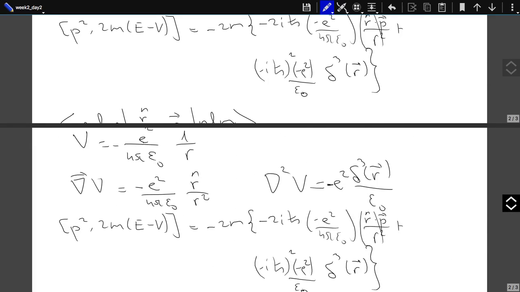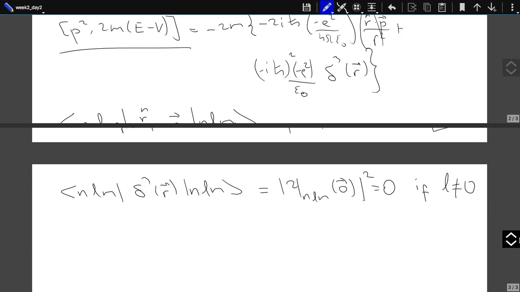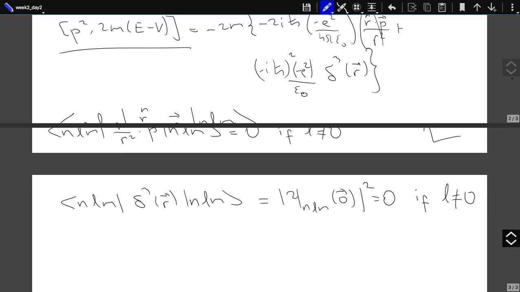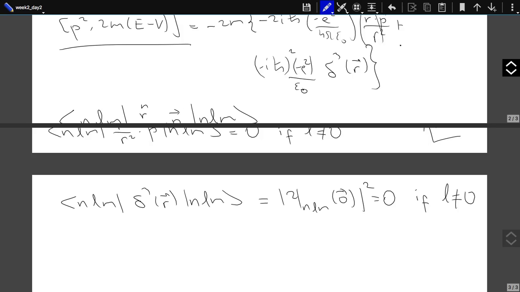So we had this correction to our relation if we try to commute p squared and e minus v. They don't commute, but they are proportional to this term, the commutator. But the matrix element of the commutator for the eigenstates is 0 if L is not equal to 0, because both of the terms over here, both this one and this one, give 0 in their diagonal matrix elements.